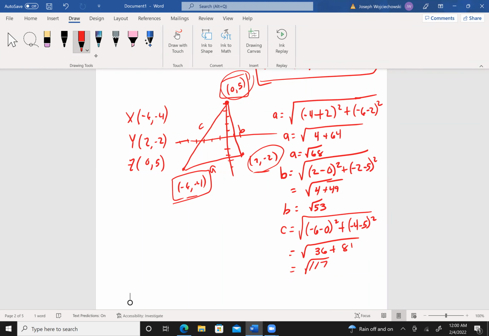Okay? So now, remember your Pythagorean theorem. A squared plus b squared equals c squared. So a is the square root of 68, so a squared is 68. B is the square root of 53, so b squared is 53. C is the square root of 117, so c squared is 117. Add these together and I get 121 equals 117. So no, it is not a right triangle. Okay?